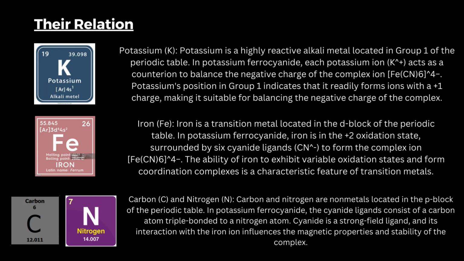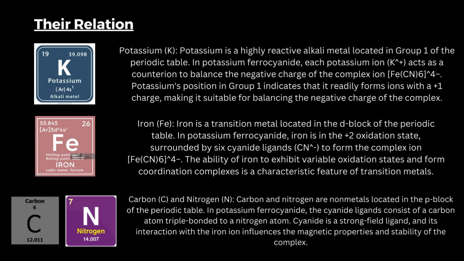Next, iron. This element is located in the d block of the transition metal of the periodic table. What makes it more special is that iron has the ability to exhibit variable oxidation states and form coordination complexes, as it has the characteristic feature of transition metals. In potassium ferrocyanide, iron is in the +2 oxidation state, surrounded by 6 cyanide ligands to form the complex ion of ferrocyanide, [Fe(CN)6] to the power of 4 negative.